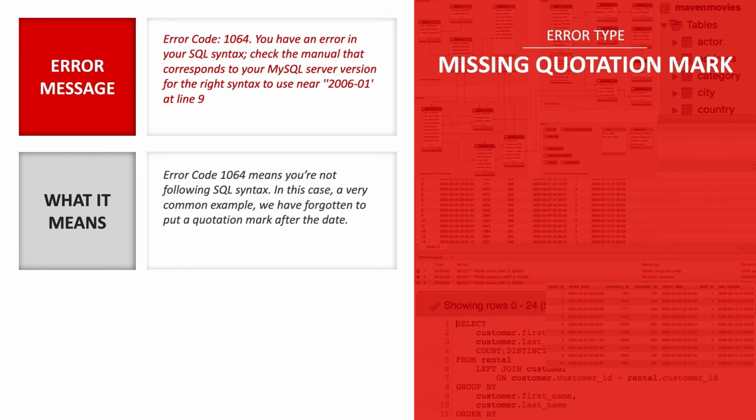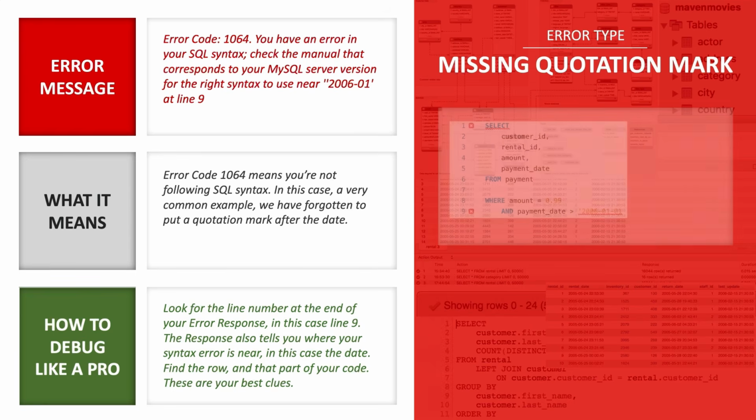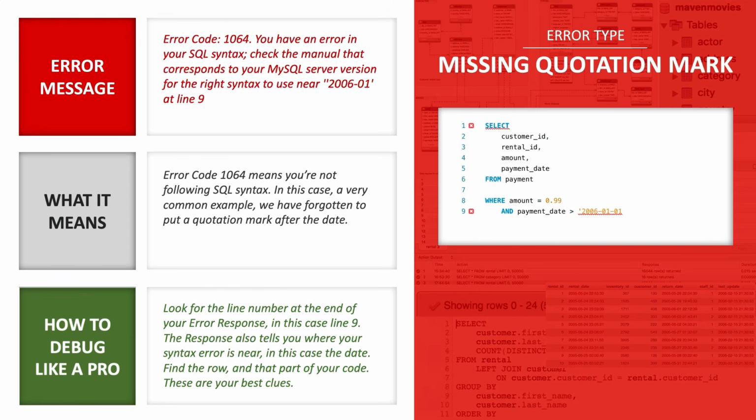1064 can be triggered by a lot of things. In this case, which is a very common example, we've forgotten to put a quotation mark after the date. To debug this like a pro, you're going to read the error response and you're going to be looking for two things in particular. You want to find the line that the error is on, and you want to find where the error is near. So we'll go back to our query.